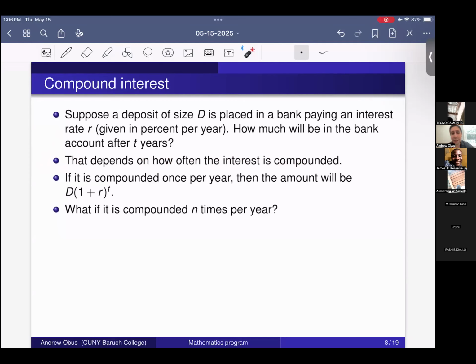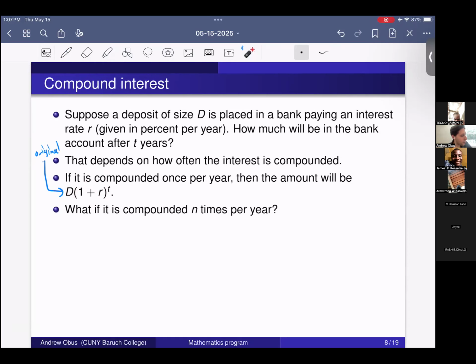In the most basic situation, the interest is compounded once per year. Let's say it's 5% interest to be simple. You put in $100, a year later you get $105 because you're getting 5% interest. So if it's compounded once per year, then the amount is going to be your original deposit D times (1 + R) to the T, right?